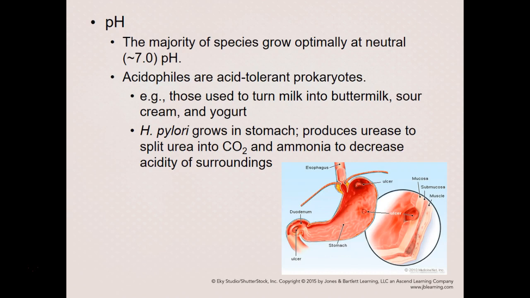Helicobacter pylori is a flagellated bacterial cell. It is a bacillus-shaped cell, and what it does is it grows in the acidic environment of the stomach, but it protects itself by producing carbon dioxide and ammonia around it so that the gastric juices don't damage it.